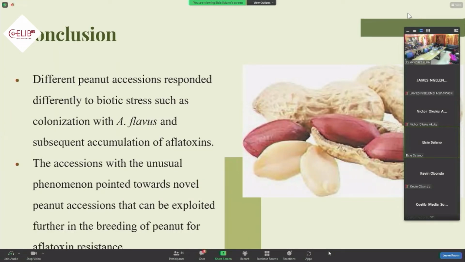So the conclusions that can be made from my study is that different peanut accessions respond differently to biotic stresses such as colonization with Aspergillus flavus and the subsequent accumulation of aflatoxins. So the accessions in the unique phenomenon pointed towards novel peanut accessions that can be exploited further in the breeding of peanut for aflatoxin resistance.